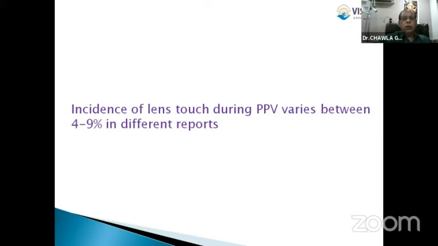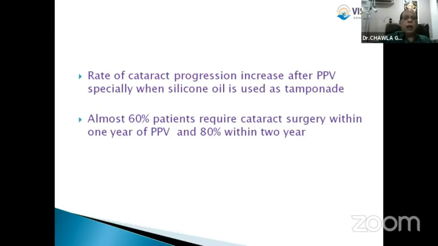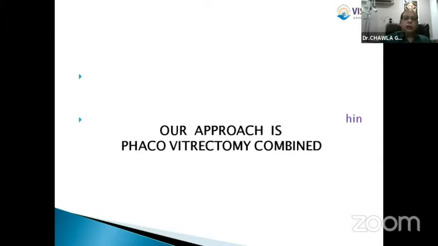If we review the literature, the incidence of lens touch during vitrectomy varies between 4 to 9% in different reports. And the rate of cataract progression also increases after vitrectomy, especially when we are using silicone as a tamponade. Almost 60 to 70% of patients require cataract surgery within the first year of vitrectomy and almost 80% in the next 2 years. So in these situations, our approach is combined phacovitrectomy.